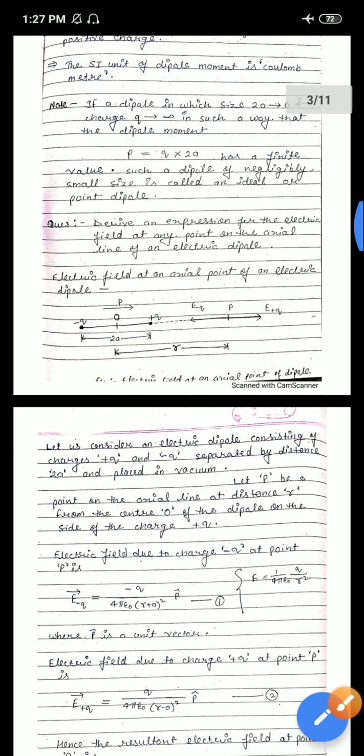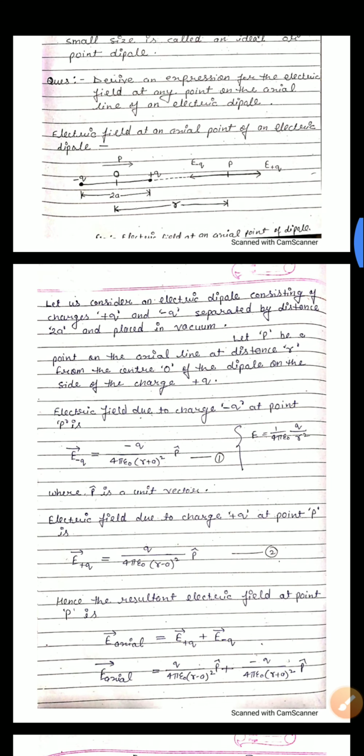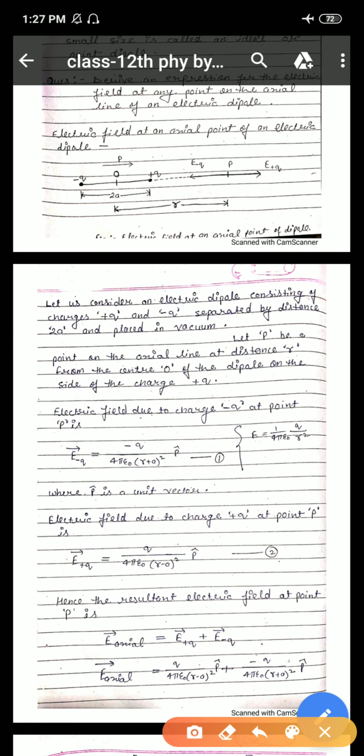Now see, this one is the derivation: electric field at an axial point on an electric dipole. Now you have to know about the electric dipole, but what is this axial point? What do you mean by axial point?